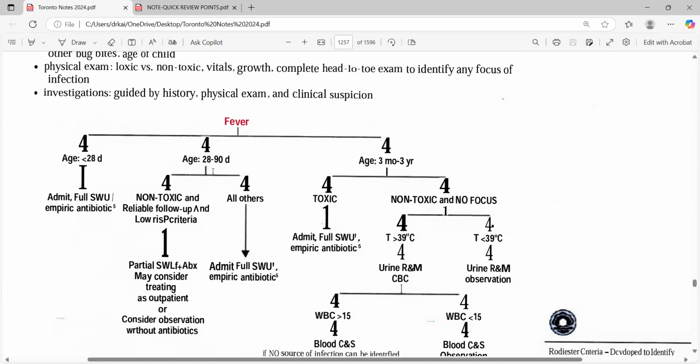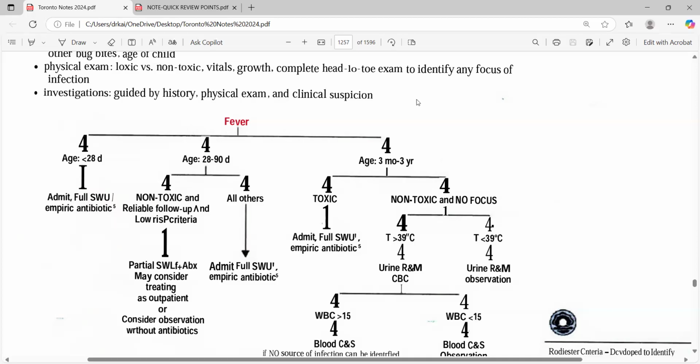So in those cases, we see if the child is toxic, non-toxic. They will definitely say in the scenario the child is toxic looking, not toxic looking. So if it's non-toxic looking and you feel like the parents will be able to do follow-up, they will say that parents are saying that they will do a follow-up and they have been doing a follow-up or they are good with follow-up. So in those cases, go for the low risk criteria. In those cases, do partial workup, give antibiotics, and may consider treating as an outpatient and always come for a follow-up. In other cases where you find this is toxic looking, along with they are not reliable with the follow-up and you feel like there is child neglect, admit the patient and do the full septic workup with antibiotics.